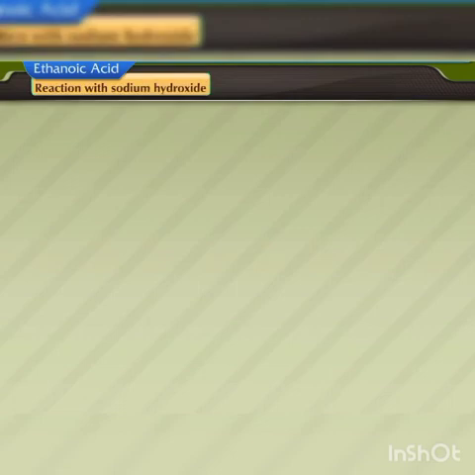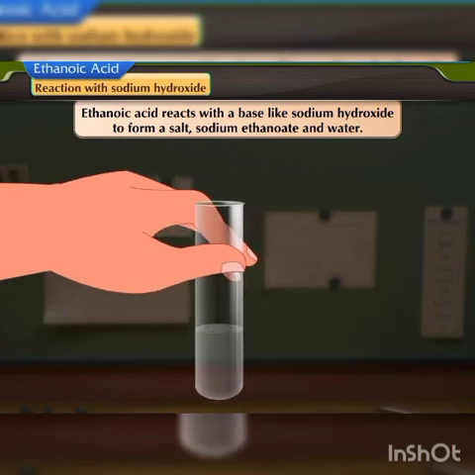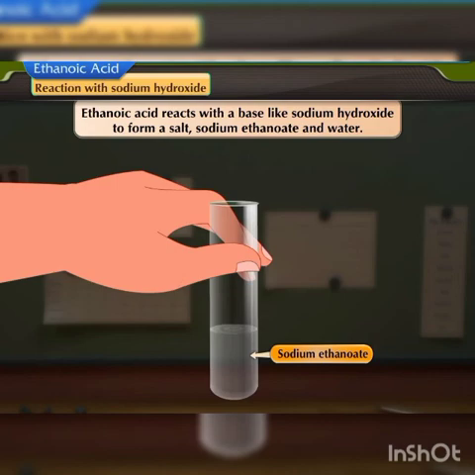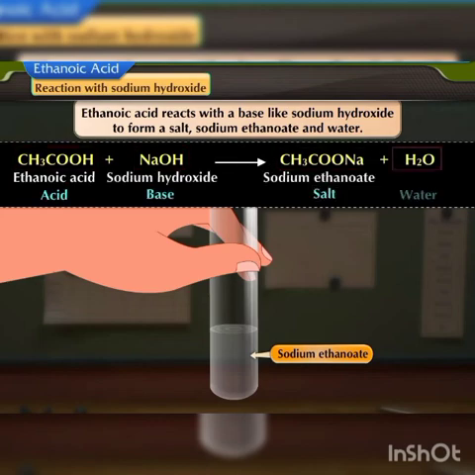Reaction with sodium hydroxide. Ethanoic acid reacts with a base like sodium hydroxide to form a salt, sodium ethanoate, and water. In this reaction, ethanoic acid behaves like a mineral acid and reacts with a base to form salt and water.